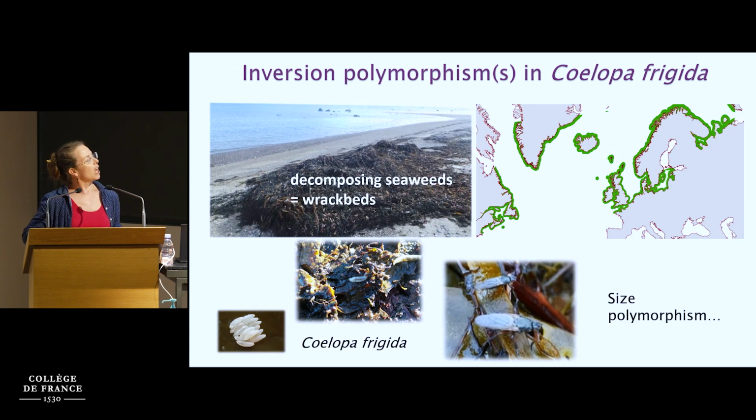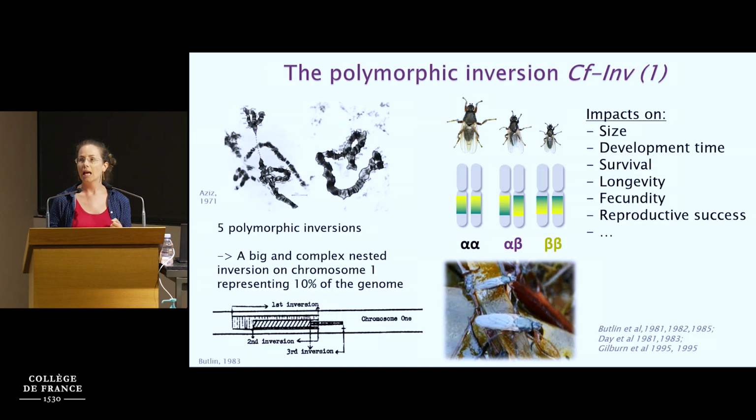The seaweed fly is a beautiful little fly that spends its whole life cycle on decomposing seaweed that we call wrack beds. It lays eggs, and the larvae feed on growing microbiota. It is present at all latitudes, up to very high polar regions. It was noticed that there is lots of size polymorphism, and it was studied a lot in the 70s and 80s. With cytogenetics, they could show that there are 5 polymorphic inversions, among which there is a really big one that represents 10% of the genome and is a complex structure. For this inversion on chromosome 1, they found an associated allozyme, so it was easy to score in natural populations. This showed that it has a strong impact on several traits, such as size, development time, fertility, and survival, so many life history traits.